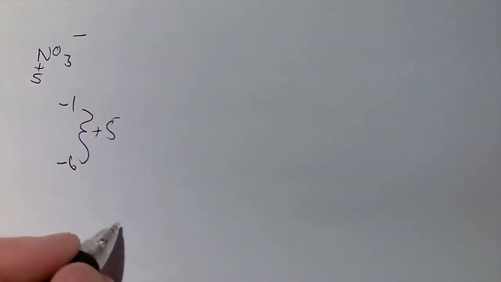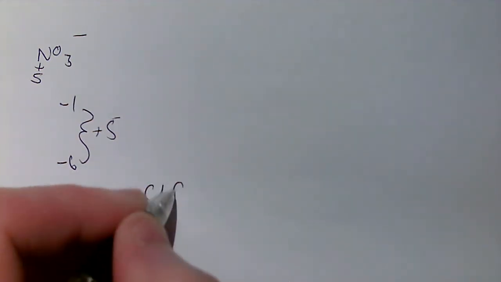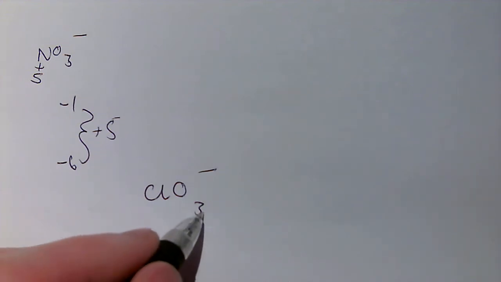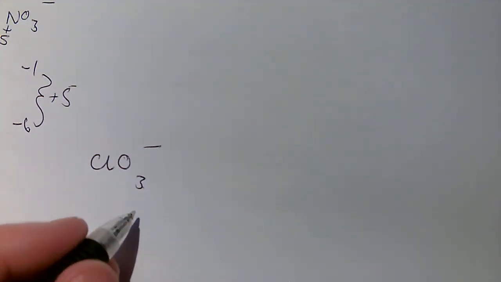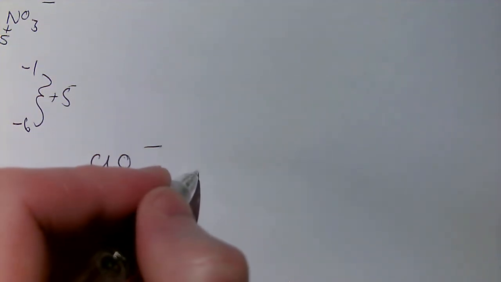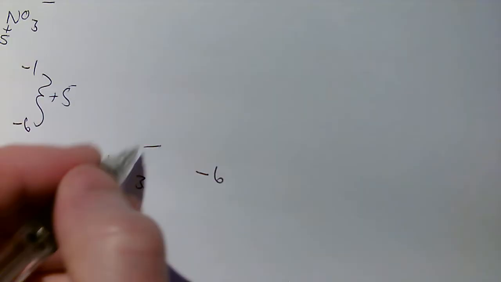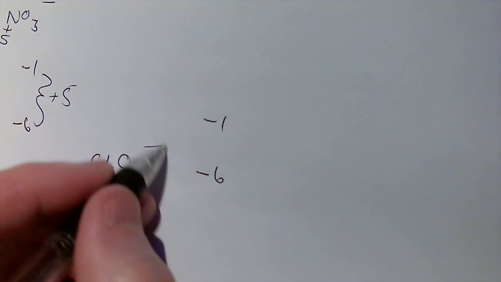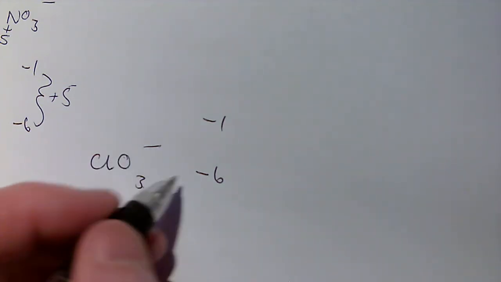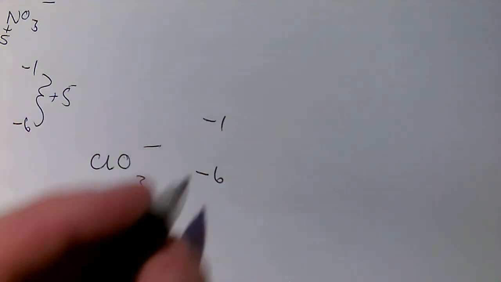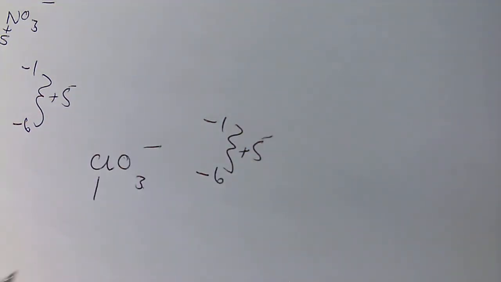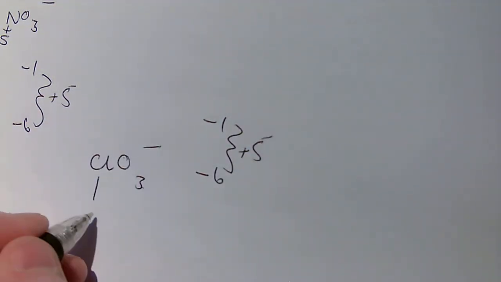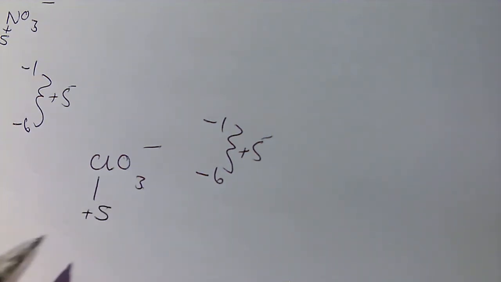What about this next one? ClO3-. 3 times -2 is -6. I want to get up to -1 because the charge on it is -1. So -6 up to -1 is +5. So the oxidation state of the Cl in the ClO3- is +5.